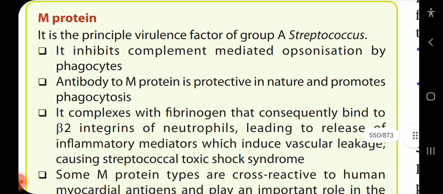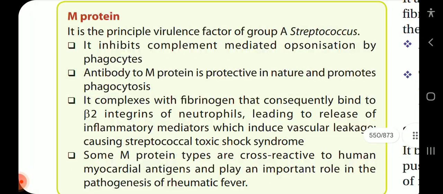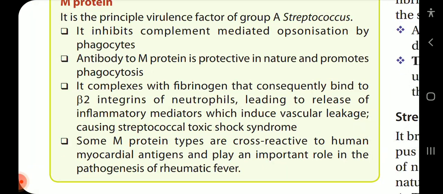M protein. It is the principal virulence factor of group A streptococcus. It inhibits complement mediated opsonization by phagocytes. Antibody to M protein is protective in nature and promotes phagocytosis.